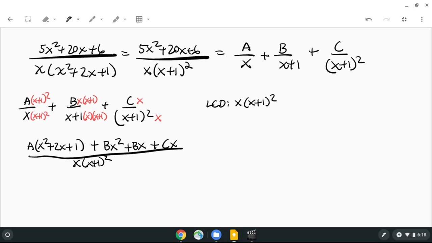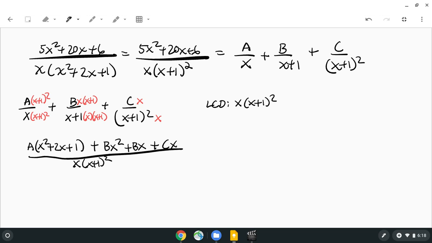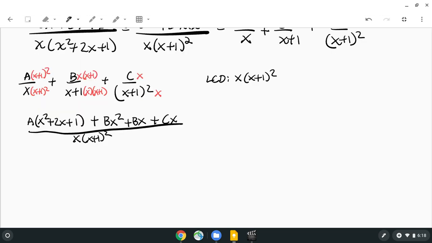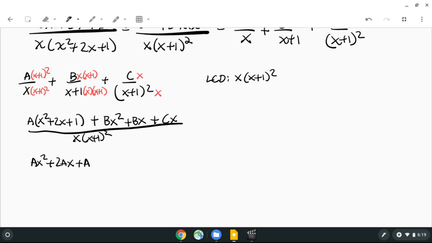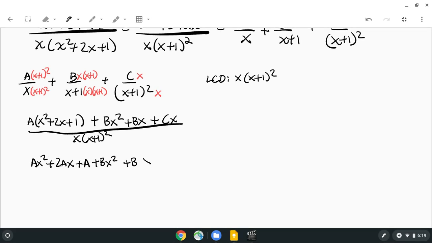I'm going to distribute that a. So I get ax squared plus 2ax plus a. All I did was distribute that a. I'm going to bring the rest of the terms down. So bring down the plus bx squared plus bx plus, hold on a second, things are getting a little messy here.